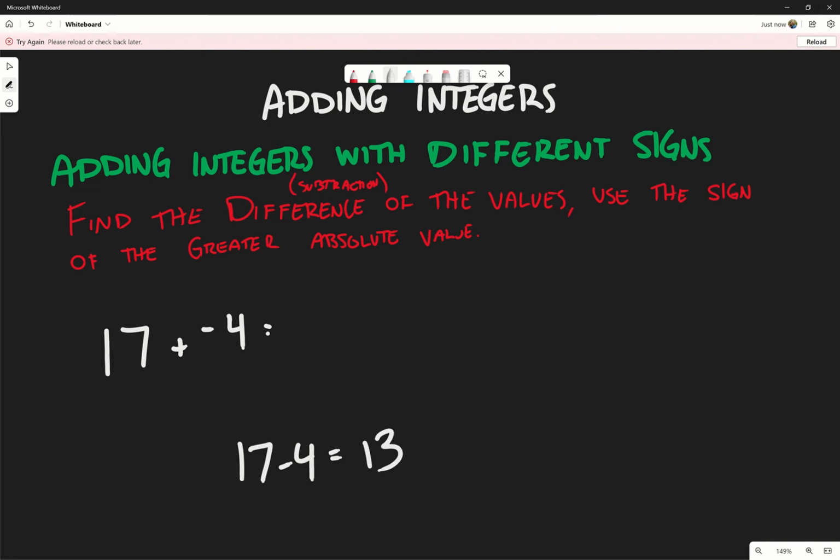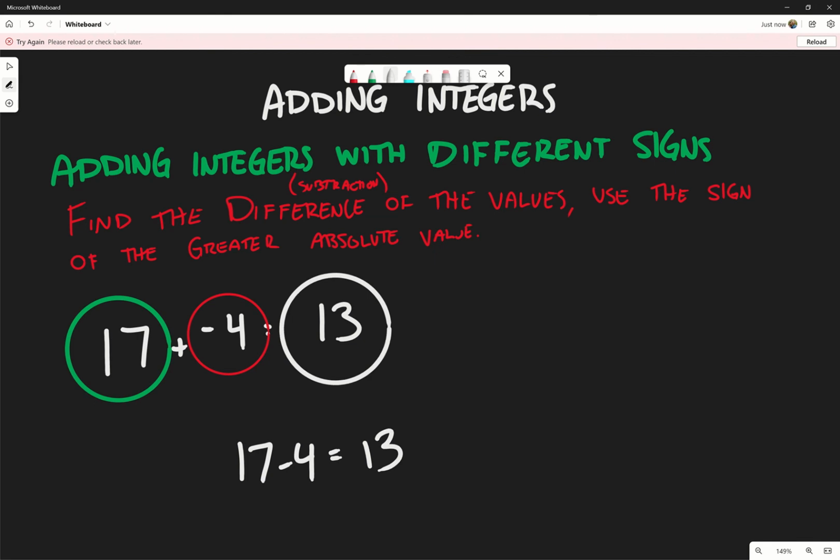Okay, so I know my value is going to be 13. And my sign is going to come from, do I have more positives or do I have more negatives? Well, I have 17 positives and I have 4 negatives. I have more positives, so my answer is going to stay positive. Since I have more positives, my answer will be positive. If I had more negatives, my answer would be negative. Okay? So if there's different signs, we subtract, and then we just use whatever value is bigger.